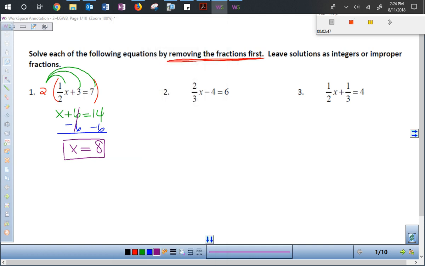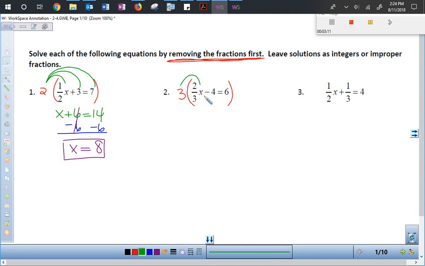Now on number 2, I have 2/3 x minus 4 equals 6. So I want to get rid of the fraction. I only have one fraction. So to get rid of that fraction, I need to multiply the entire equation just by that denominator. So I'm going to multiply the entire equation by 3. So I'm going to start by multiplying 2/3 x times 3.